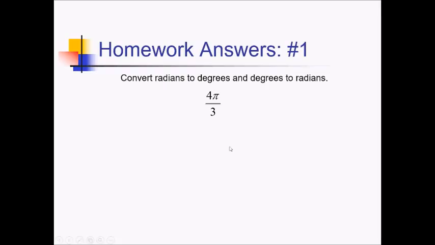On this one, I want to convert 4 pi over 3 radians into degrees, so I will multiply by 180 over pi. Pi's are going to cancel, and to do this without a calculator, we just have 180 divided by 3, which gives me 60, and then 4 times 60 is 240 degrees.